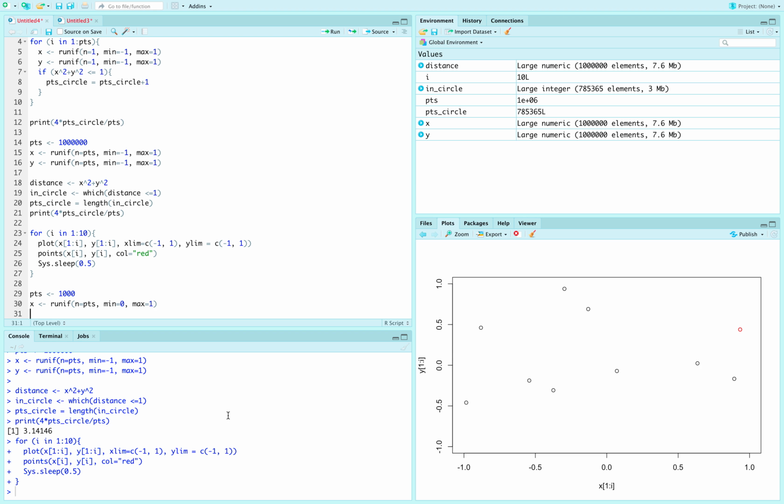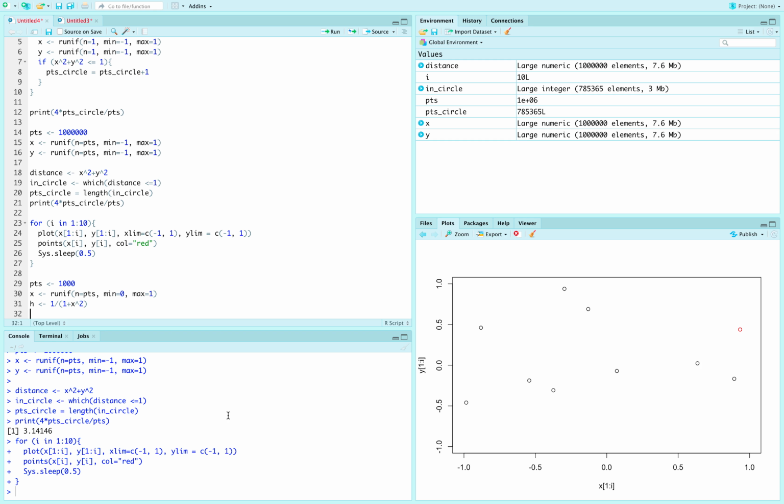From here, kailangan natin i-define yung h natin. So again, x is a vector containing 1,000 points coming from a uniform distribution on the interval 0, 1. So yung h naman natin is another vector, pero itong vector na to ay galing na sa transformation na 1 over 1 plus x squared. Okay? Then after that, once na nakuha mo na yung value ng h, ipiprint na lang natin yung average ng mga h. So, run natin yung code.